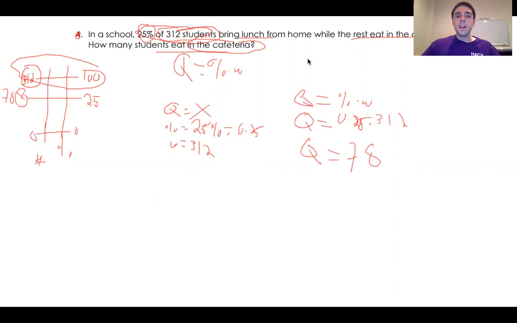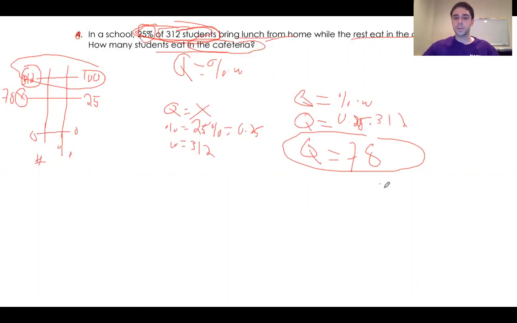So if 25% of students bring lunch from home, how many eat in the cafeteria? As we go back to our problem, 25% of the students bring lunch from home. So 78 is the number of students that bring lunch from home. So we need to subtract that from the total of 312.